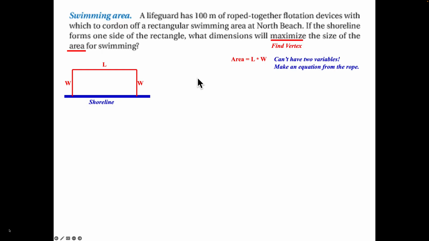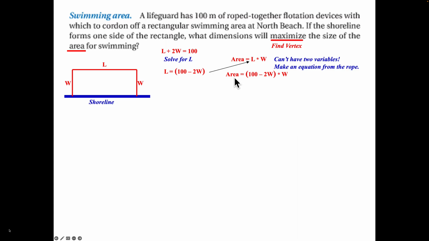All right? So my rope, oh yeah, that's right, 100 meters of rope. W plus L plus W has to add up to be 100. So L plus 2W equals 100. Easiest to solve for here would be capital L. So let's subtract over the 2W. And then we're going to replace our capital L here with this binomial 100 minus 2W.